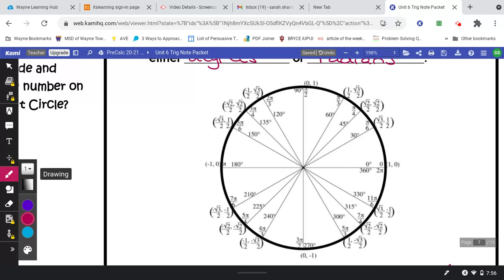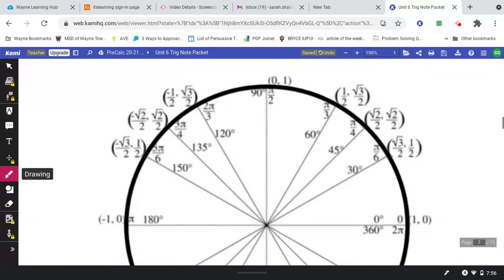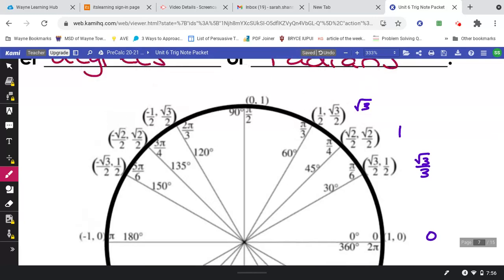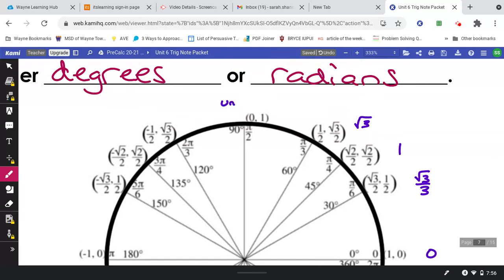I'm just going to write our answers in. So we said that tangent of 0 was 0. Tangent of 30, it was the square root of 3 over 3. Tangent of pi over 4 would be 1. Tangent of 60, square root of 3. And tangent of pi over 2 would be undefined.